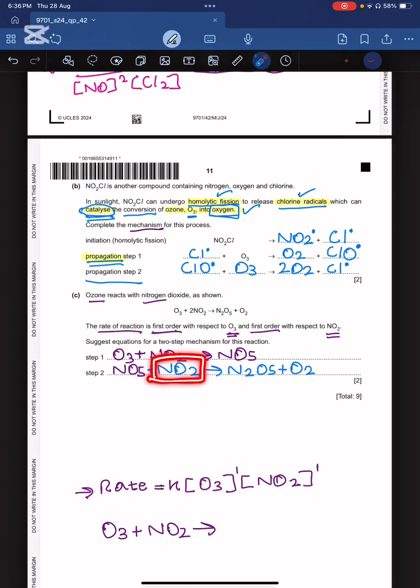How did I find this out? I knew what the overall equation was. I had already used O3. I had used 1 mole of NO2. This is the second mole of NO2 which I use now. I did not produce either of the products in step 1, and I produced both of the products in step 2.